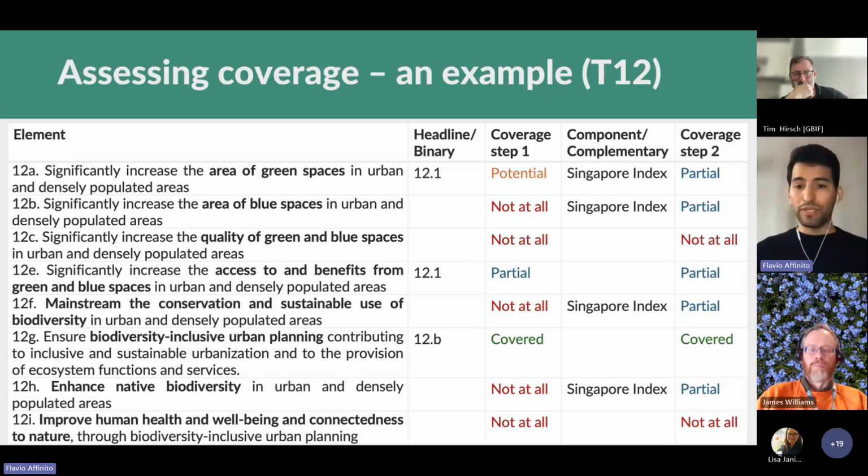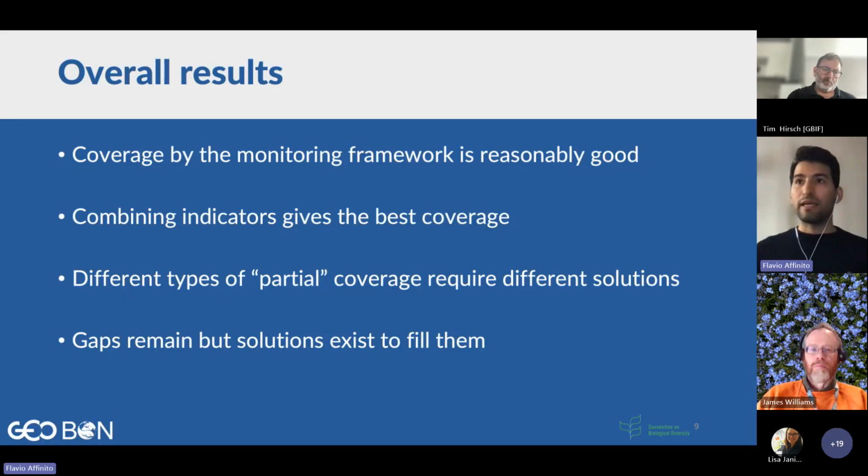And then what we did is essentially repeat this approach. So the RTEG members, in groups during that workshop in Cambridge, repeated this approach for every single target and every single goal, looking at its headline and binary indicators and their coverage, and then the component and complementary indicators and their coverage, to get a sense of how good the monitoring framework is doing, what is missing, and how we can improve it. So overall, what we found is that there is a relatively good coverage of the monitoring framework throughout the global biodiversity framework.